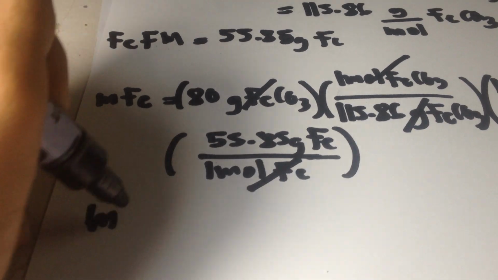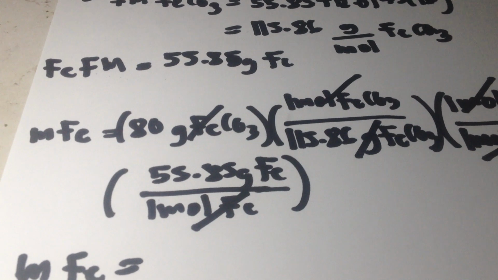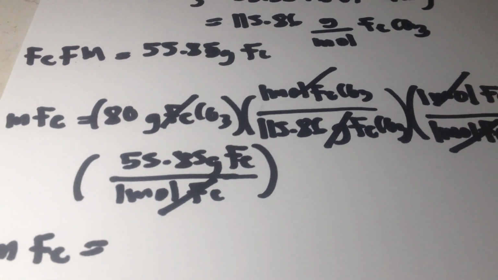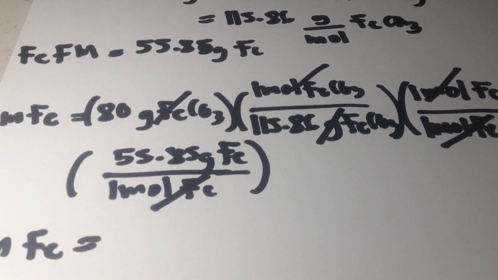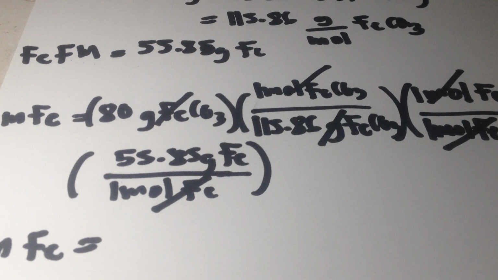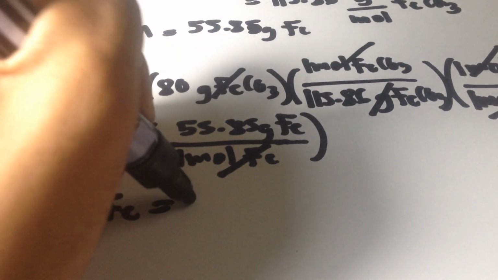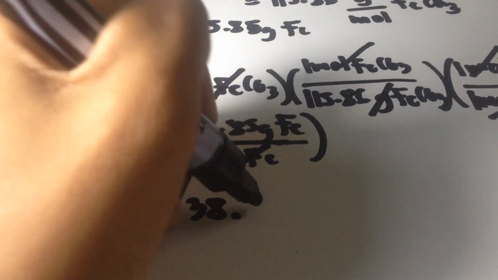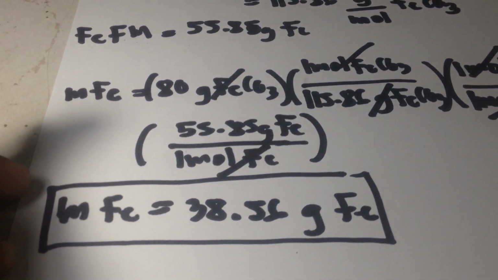So the mass of iron is equal to 80 divided by 115.86 times 55.85, which is equal to 38.56 grams of iron. So this is it. And how about in letter C?